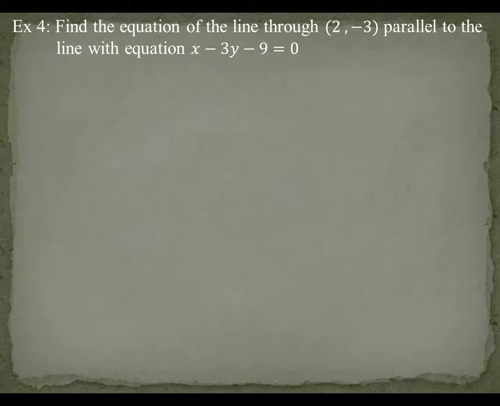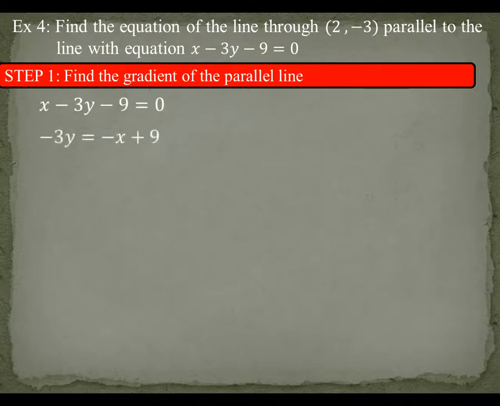Now, some equations of a line may be given in a different form. They want you to find the equation of the line through (2, -3) parallel to the line with equation x minus 3y minus 9 equals 0. Right, the key thing here is the word parallel. If it's parallel, it means it shares the same gradient. Therefore, we need to get the gradient of the line x minus 3y minus 9 equals 0. So that will involve rearranging it. So hence why I'm testing your rearrangement skills.